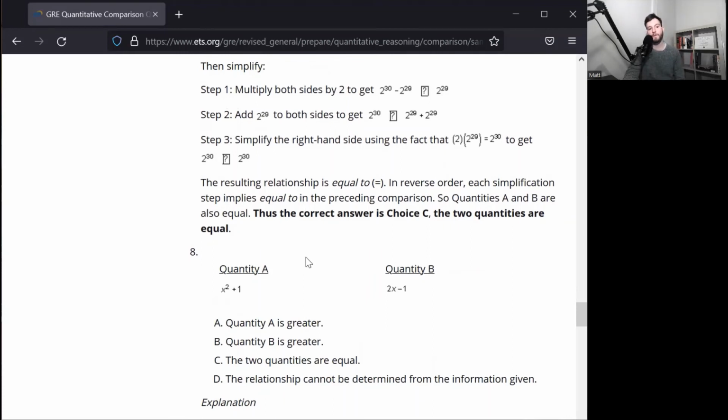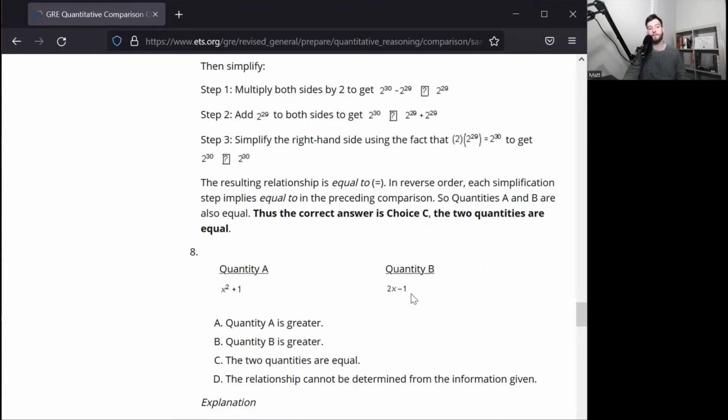Number 8, we've got quantity A is x squared plus 1, and quantity B is 2x minus 1. What's the easiest strategy you could use here? If you pick the picking number strategy, you'd be correct. What's the easiest number you could pick? 0. Well, 0 squared plus 1 is 1. 2 times 0 minus 1 is negative 1. In that case, A is greater. A is 1 and B is negative 1.